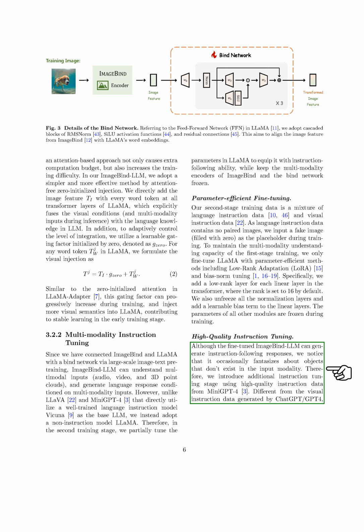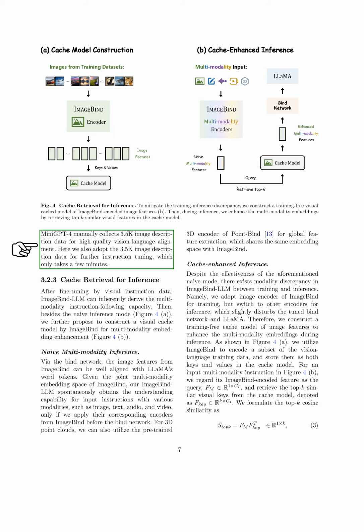The second step is to fine-tune the model using high-quality instruction data from MINIGPT-4. This helps to avoid the model making up objects that aren't present in the input data. MINIGPT-4 provides us with 3.5K image description data, which we use for further instruction tuning. This process only takes a few minutes.